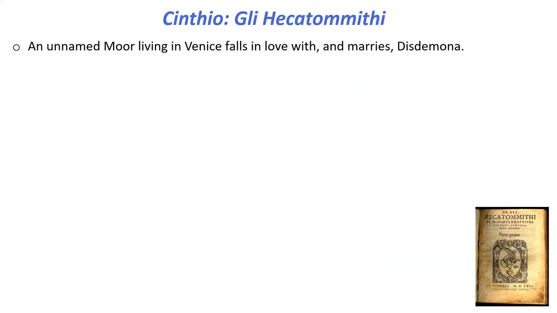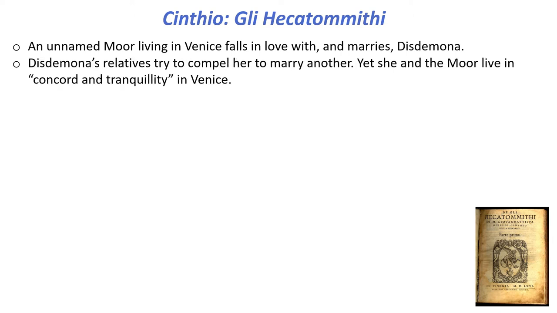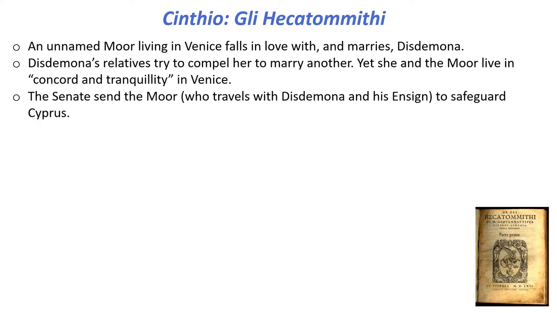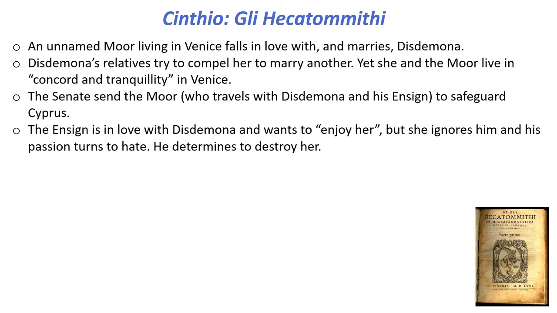Well, there's an unnamed Moor who lives in Venice, and he falls in love with and marries Desdemona. Desdemona's name in this original tale means unlucky. Desdemona's relatives try to compel her to marry another person, someone a little bit more suitable, perhaps due to the Moor's race or his social or economic standing. However, Desdemona and the Moor live in concord and tranquility in Venice. And the Senate then decide to send the Moor, who takes Desdemona and his ensign, to safeguard Cyprus. Sounds a little bit familiar, doesn't it?